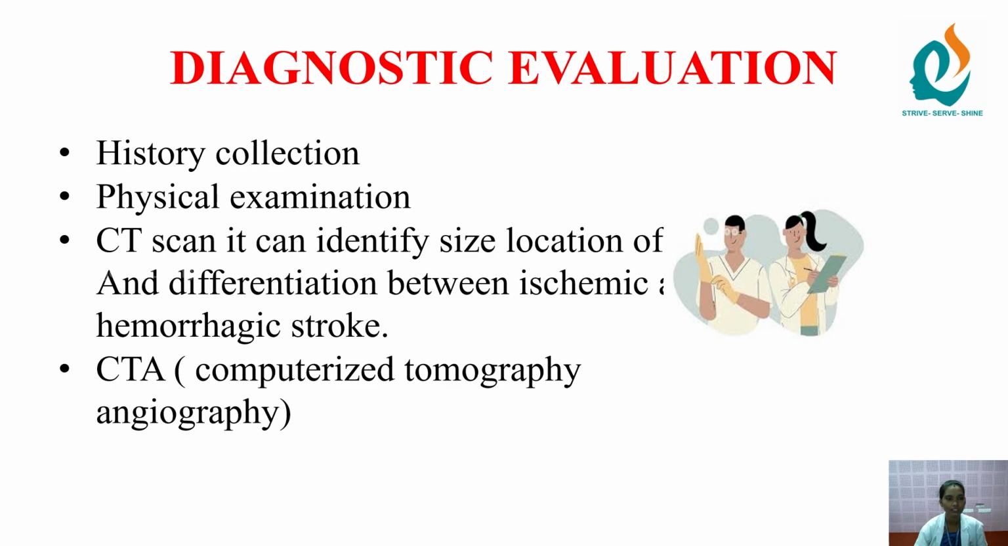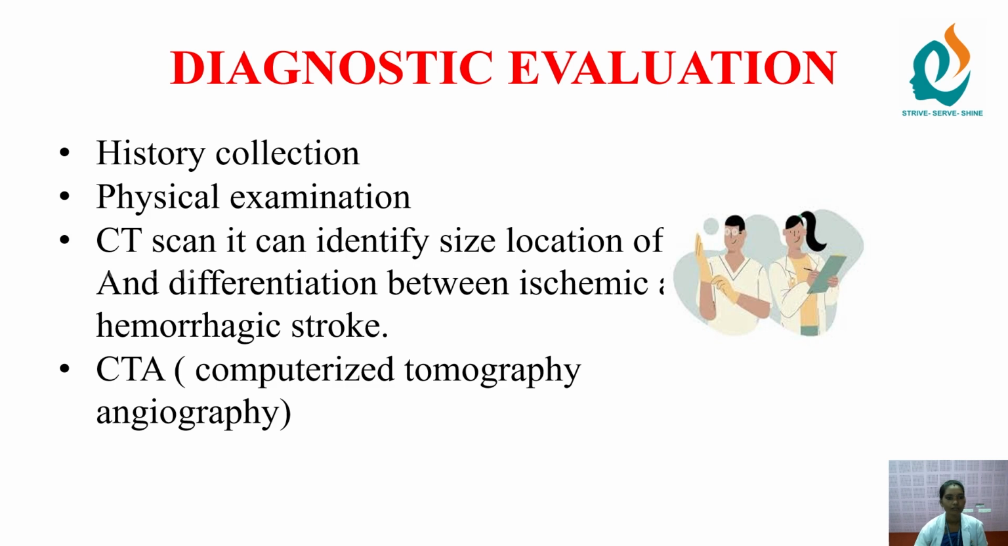So in history collection, you collect the family history. I already mentioned the risk factors, modifiable and non-modifiable. First of all, in history collection, you collect the family history of stroke. Next, collect whether the patient has any past medical history, especially hypertension, diabetes mellitus, or any other cardiovascular problems. These are all risks for a person getting a stroke.